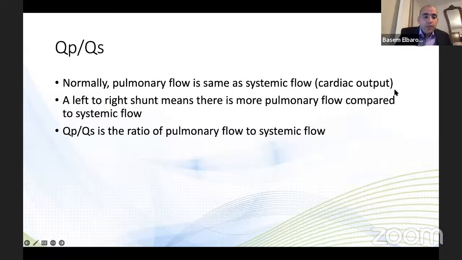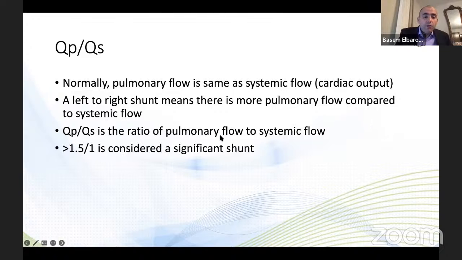Okay, depending on what you read, anything more than 1.5 to 2 to 1 is considered a significant shunt. Okay, so if you have a patient with the VSD that looks restrictive, but you're not sure, on echo we do a QPQS. We can demonstrate whether or not the shunting is actually severe or not, for example. Okay.